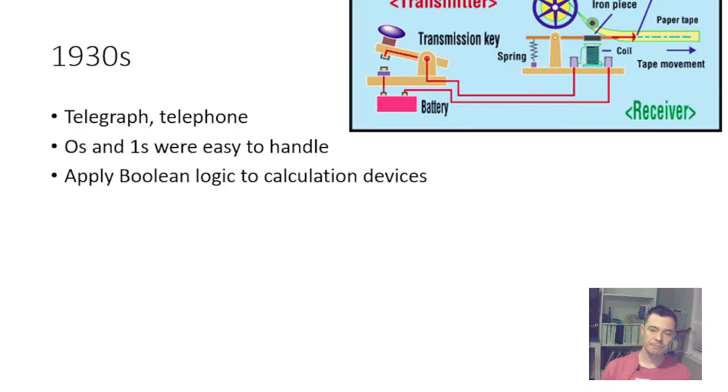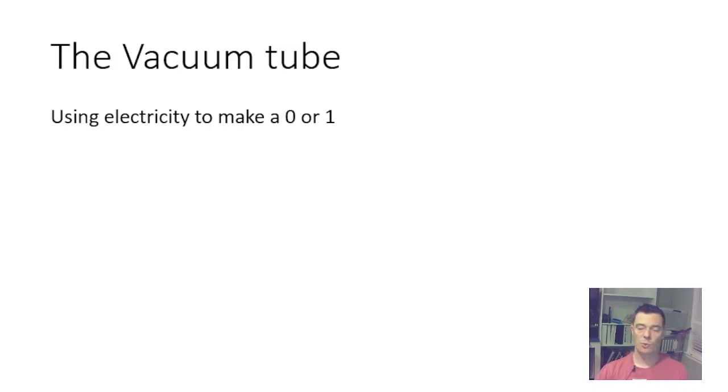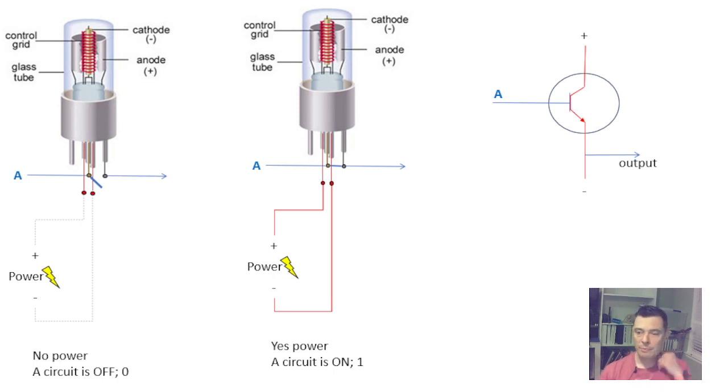And then second, in the 1930s, this technology had matured that gave us long distance communication, and we became familiar and experienced with zeros and ones, and found that they're easy to make using electricity. They're easy to store. So we became very familiar with zeros and ones. And that led us to the vacuum tube, which was just a way to use electricity to make a zero or one.